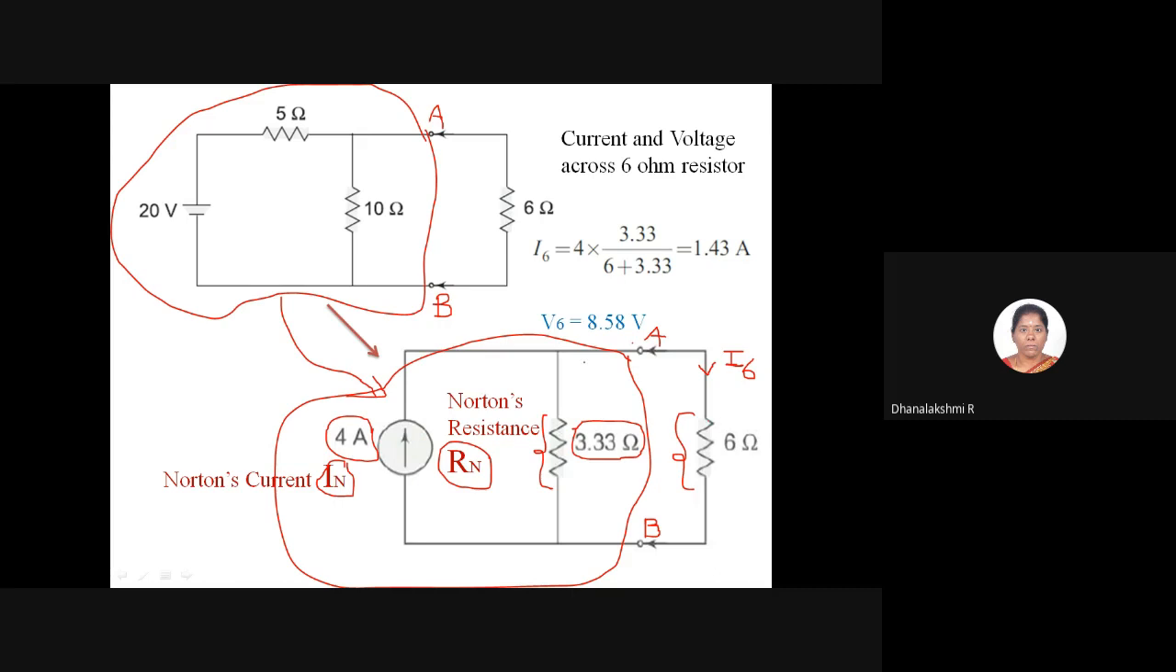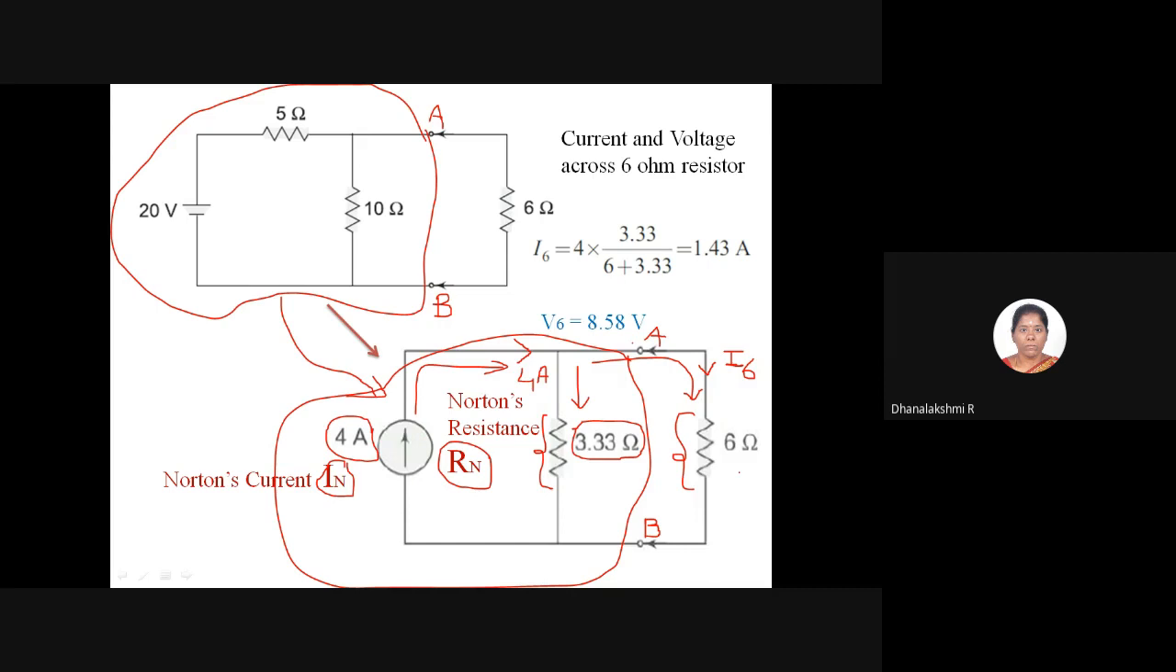Because if you see, the 4 ampere current from the source will be coming out here. So at this point, the current we have is 4 ampere, and this 4 ampere current has two parts. A partial amount of current will go in this 3.33 ohm resistor and the remaining current will go in 6 ohm. So now you can see that 3.33 ohm and 6 ohm are in parallel, therefore you can use your current division rule.